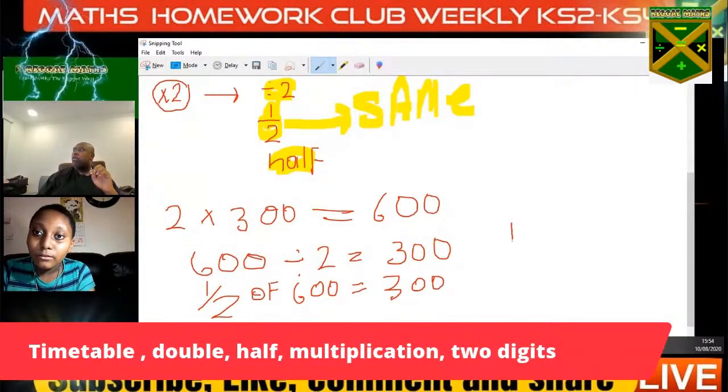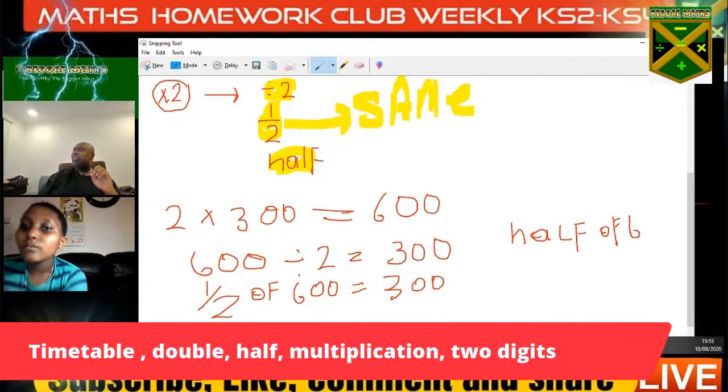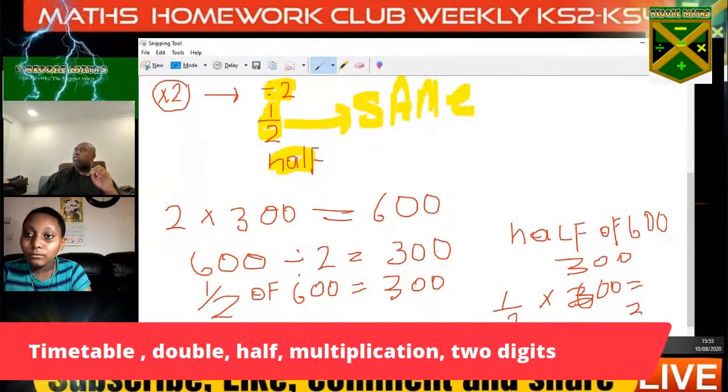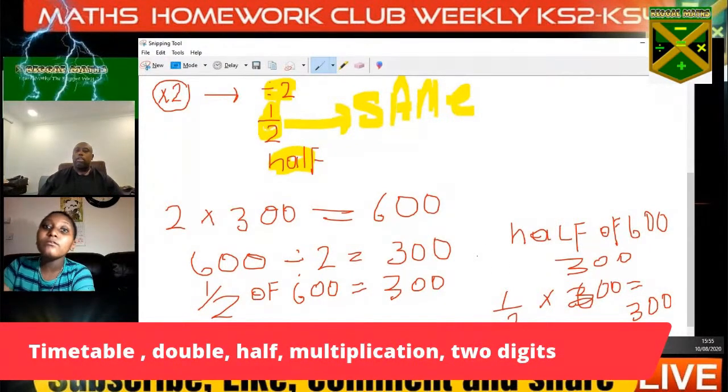Right, and what is the word of? Notice I'm using the language of 'of'. Half of 600 is 300, right? This is where you will see the abstract maths. Half of 600. What's that? 300. So can you see all of these are the same? Yes?